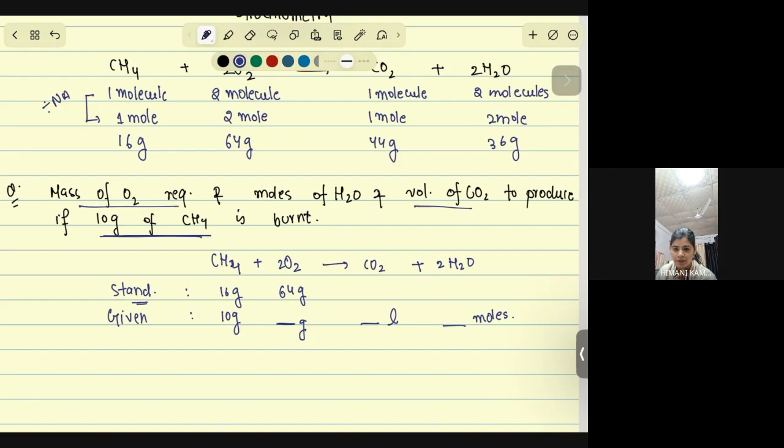So the standard mass of methane is 16 gram. Standard mass of oxygen is 64 grams, and the standard volume of CO2 will be 22.4 liter, for 1 mole. And the standard number of moles of H2O will be 2 moles.